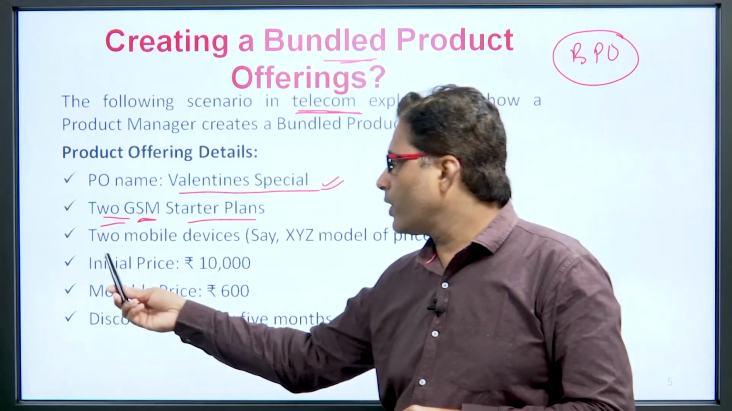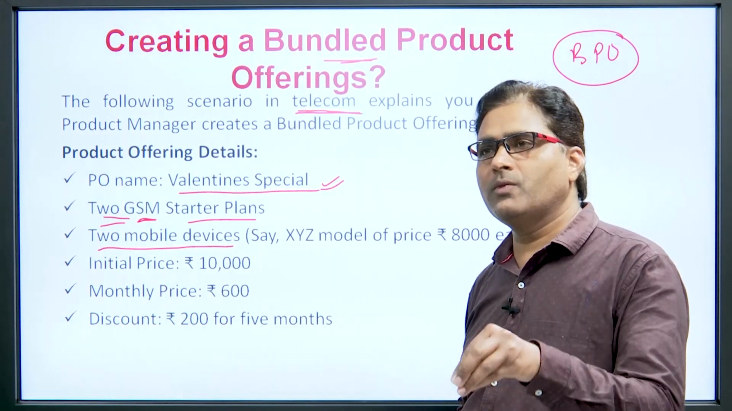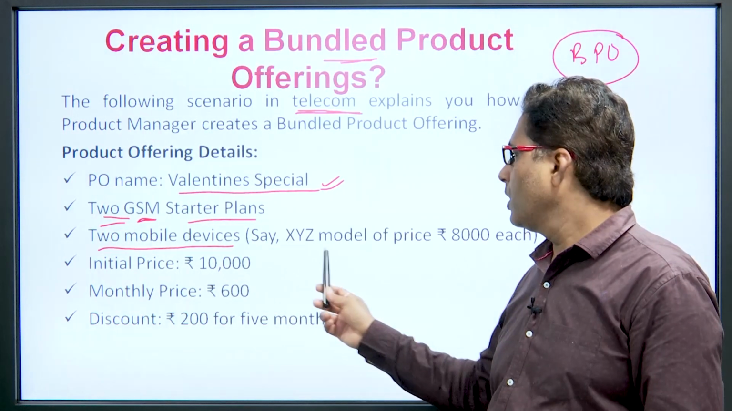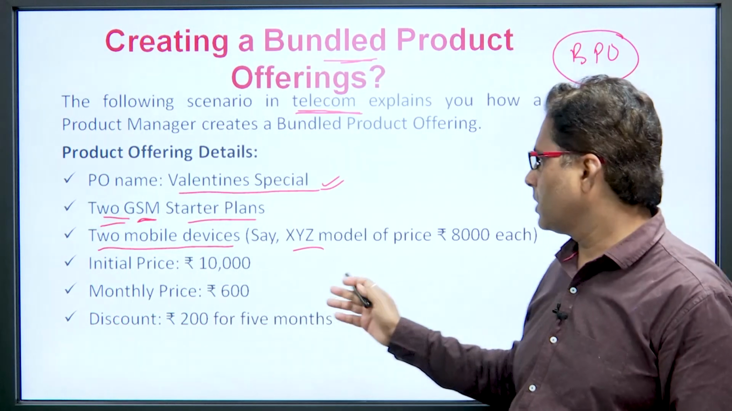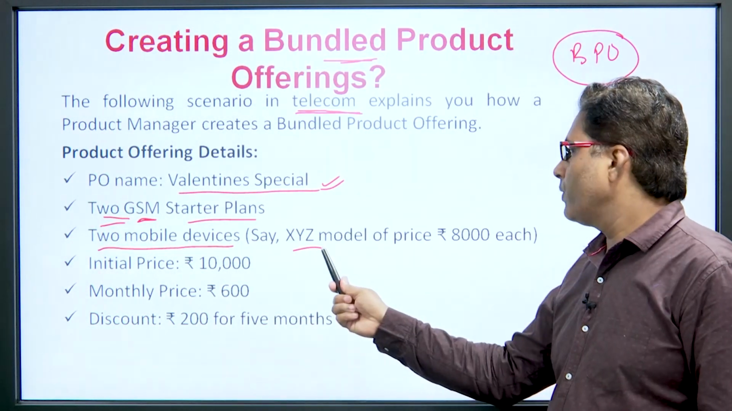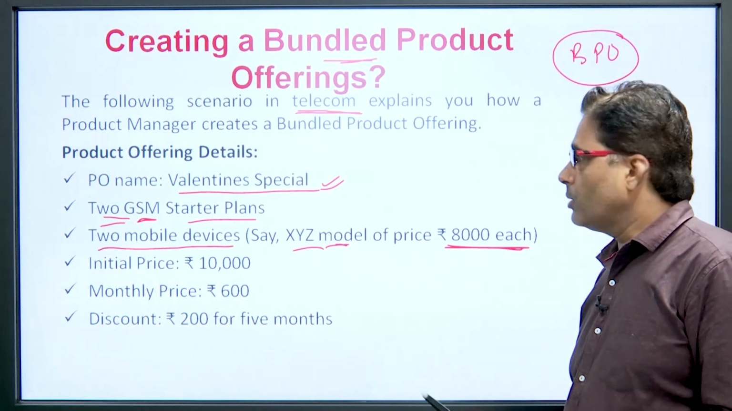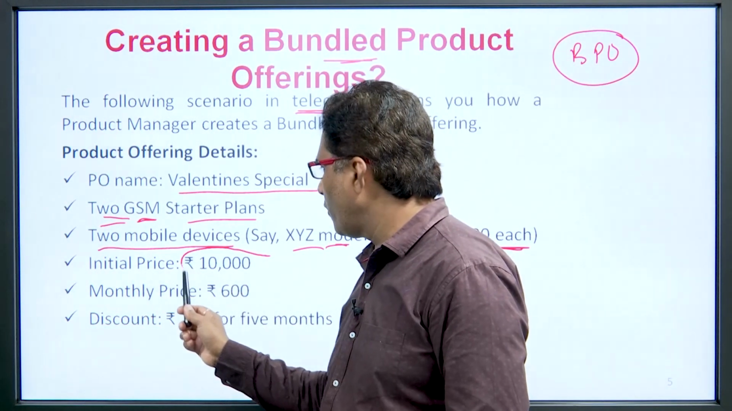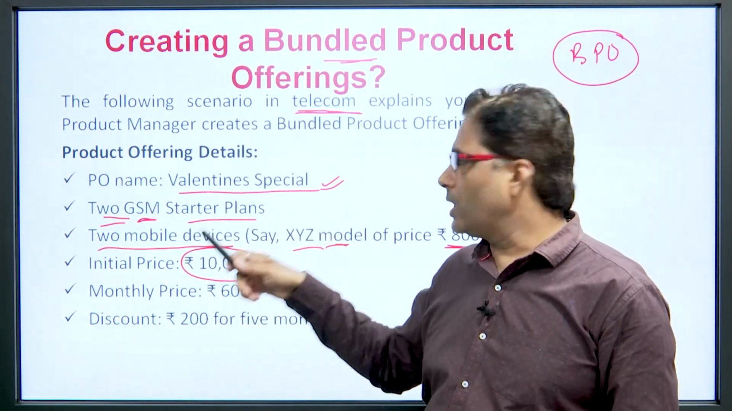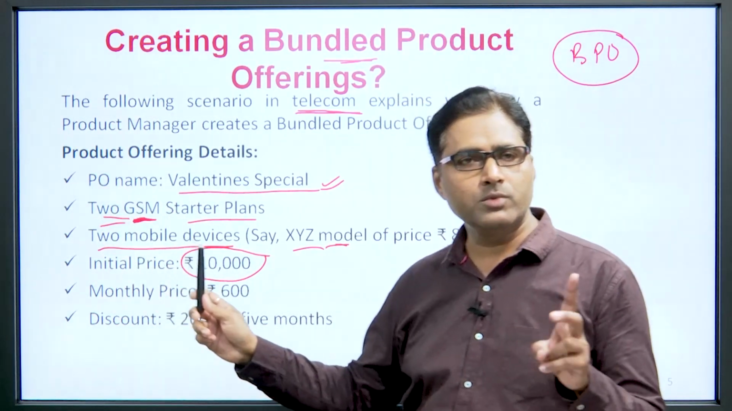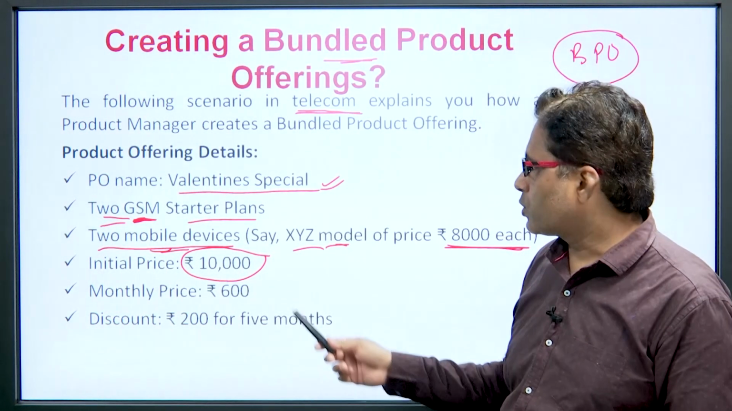Including the 2 SIMs, they are offering 2 mobile devices, and the mobile devices may be associated with any company, say XYZ company, or it may be MI, Realme, Samsung, any company. And if the model is actually priced at 8,000 rupees each, the company may charge the initial price of 10,000 as a whole. See, here we are talking about the bundle. In this bundle, they are offering 2 GSM SIMs, 2 mobile devices, at the initial cost of 10,000 rupees.